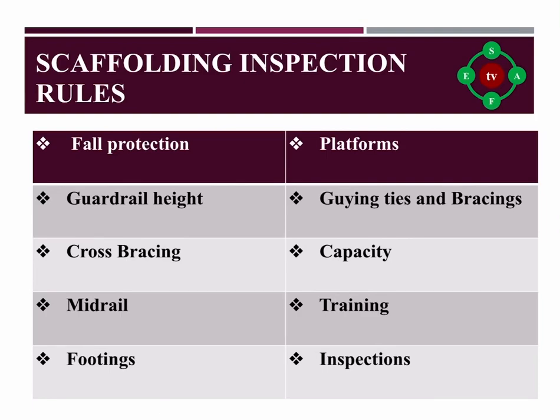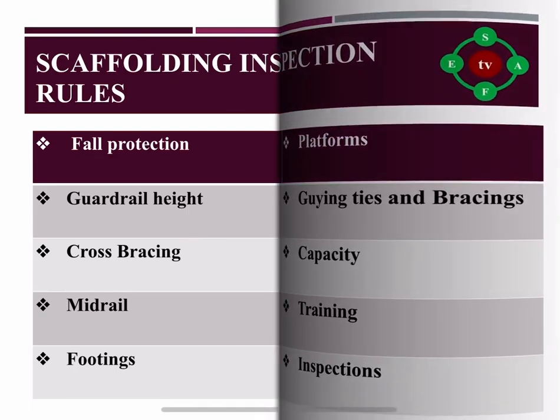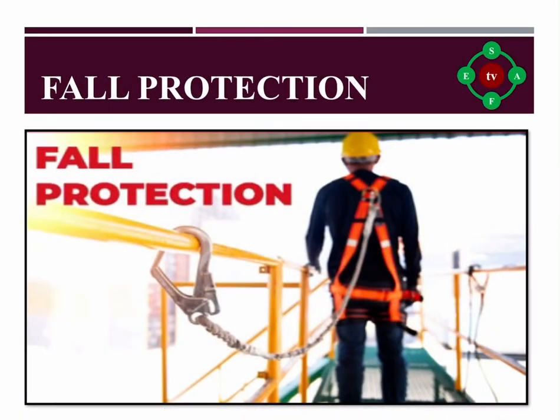Scaffolding inspection rules. Most injuries can be prevented by following scaffolding safety precautions. Number 1, fall protection. Number 2, guardrail height. Number 3, cross bracing. Number 4, mid rails. Number 5, footings. Number 6, platforms. Number 7, guying ties and braces. Number 8, capacity. Number 9, training. Number 10, inspections. Let's discuss one by one.